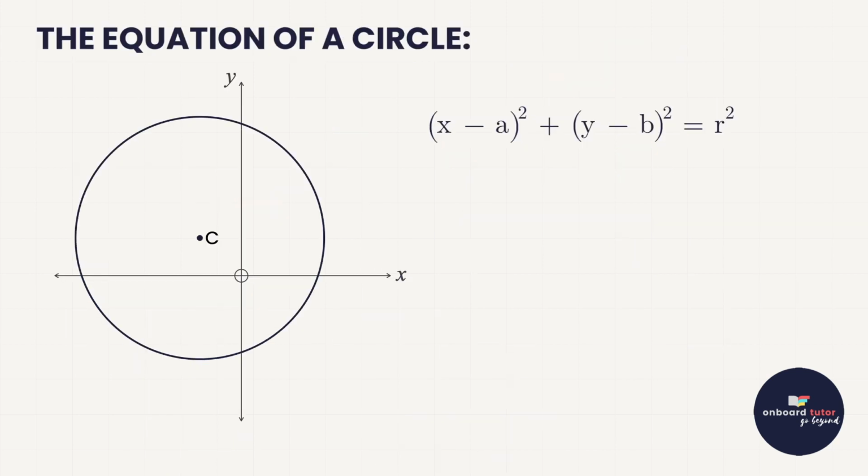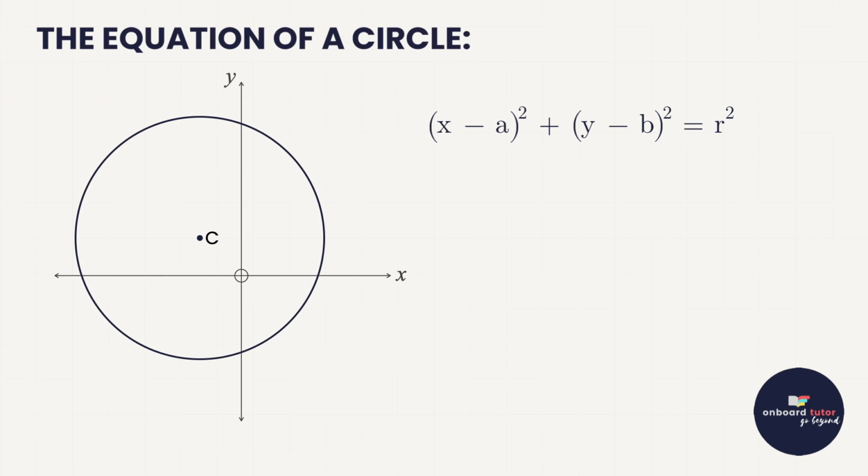Now, let's take a look at the grade 12 formula that we get introduced to. And it links here to the equation of a circle. So on the Cartesian plane, we can put a circle. I've called this a circle with center C. And the equation of the circle is this. X minus a squared plus y minus b squared is equal to r squared.